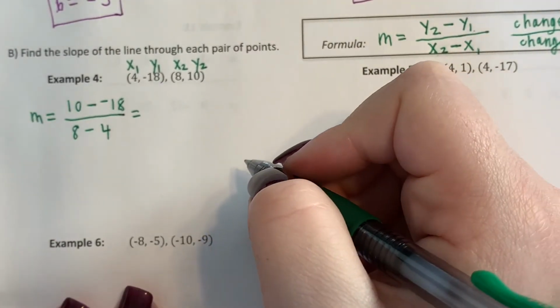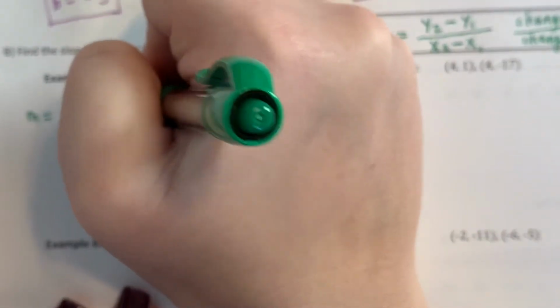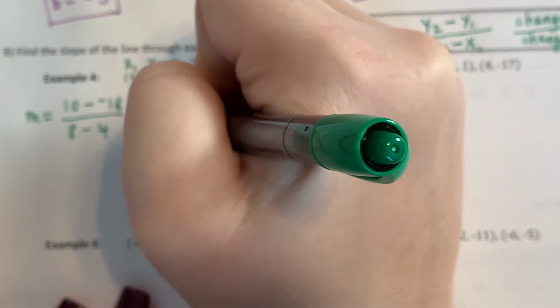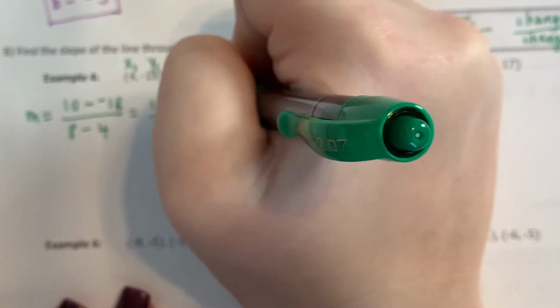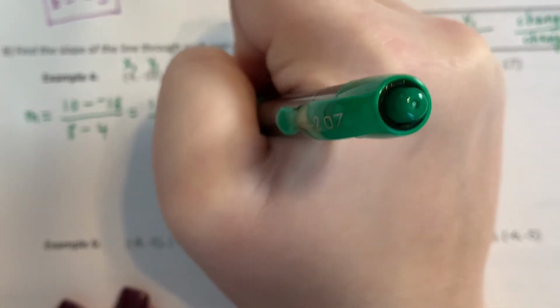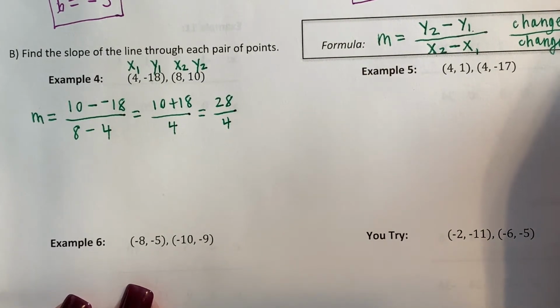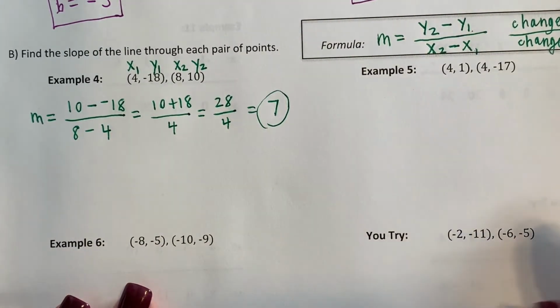And now I can simplify. 10 minus a negative 18 really gives me 10 plus 18. In the bottom, 8 minus 4 gives me 4. 10 plus 18 gives me 28. So 28 over 4, and I can do that. 28 divided by 4 gives me a slope of 7, or we could say 7 over 1 as our slope.